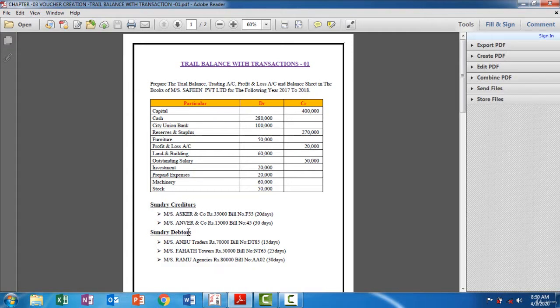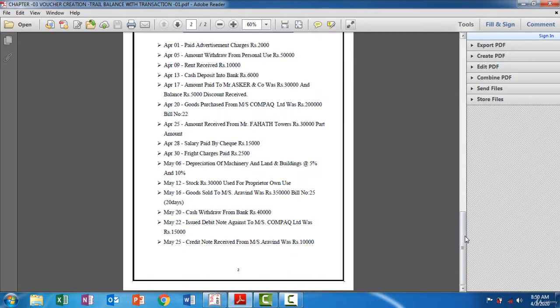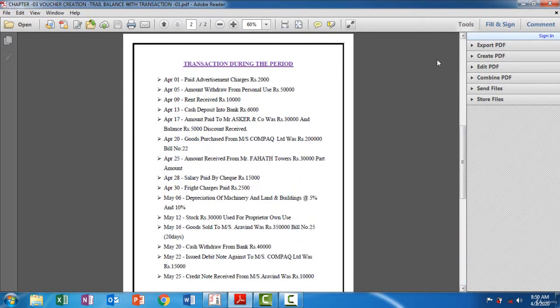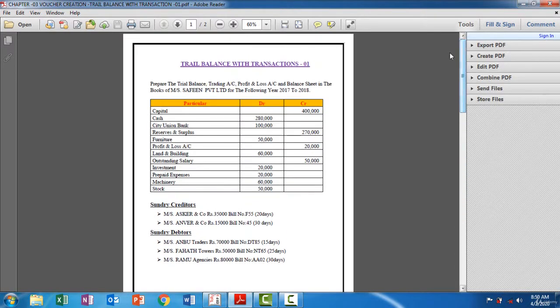This one is the opening balance for the Sundry debtors, and then the transactions during the year, from April 1 to the end of the year, are given for us. So now we have to record all the transactions with the opening balance. How can we enter the transaction? First we have to enter the opening balance.